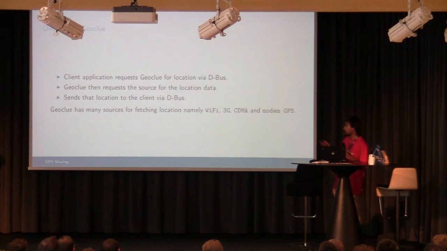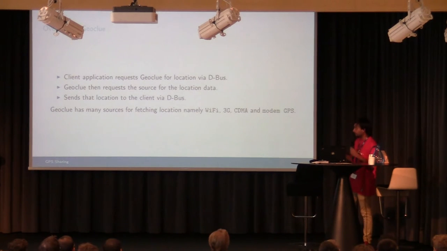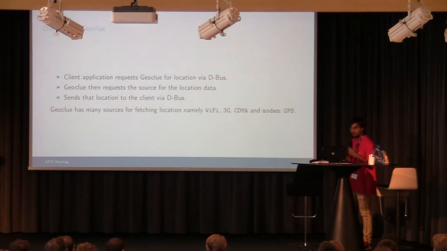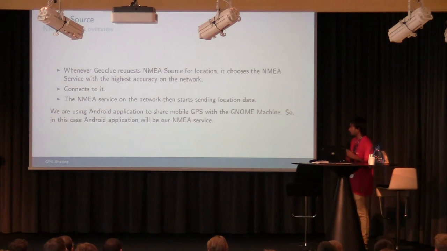So this is how it works. A client can be an application, maybe a map or another application, which requires the location at the moment. The client requests GeoClue via D-Bus, and GeoClue has several sources built in, such as Wi-Fi, 3G, CDMA, and modem GPS to find the user's location. GeoClue finds the location via a source and then sends it back to the client. In our case, it can be GNOME Maps. This portion is the part of my project.